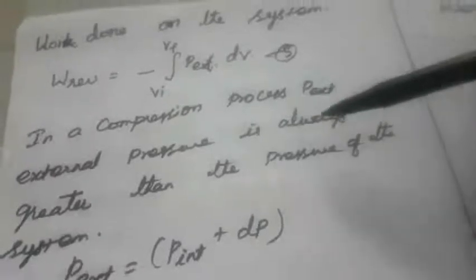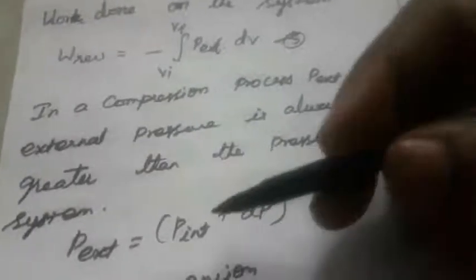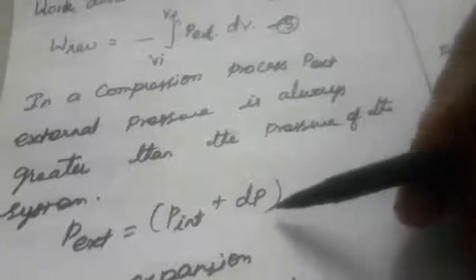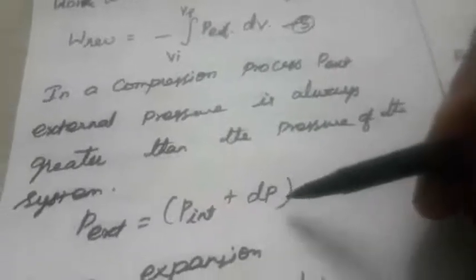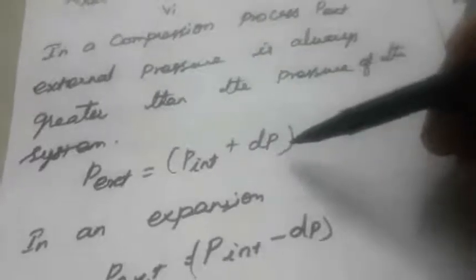So in the compression process, the external pressure is always greater. Suppose we are applying some force, that means the external pressure will increase. So that is the compression process. So P external is equal to P initial plus the change in pressure. So the internal pressure and the external pressure, what will they be equal to? The internal pressure and the total pressure will be equal.